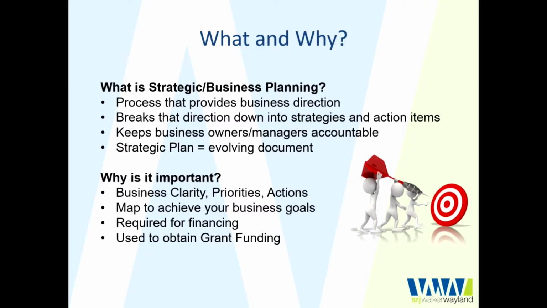So the first thing that we need to think about is what actually is business planning and why do we do it? So your strategic business plan is the process that provides your business direction. So it breaks those goals down into strategies and action items, which you then allocate responsibility and time frames to ensure that as a business owner that you keep yourselves accountable to achieving the relevant action items you need to undertake to achieve your business goals. It's important because it provides you clarity and helps you prioritize your relative actions that you need to undertake. And it becomes the map or the blueprint to achieving your business success.